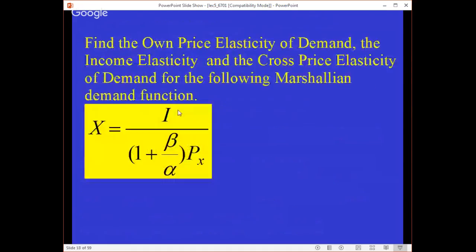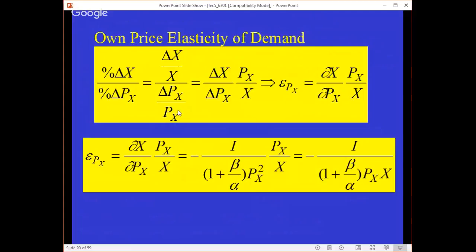Okay, so now we derived it. I didn't simplify. Here I have Px squared, here I have Px, one of the Px was canceled, and that's what I did. So this is our own point price elasticity formula of demand.